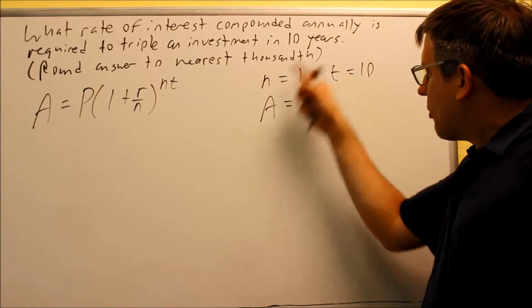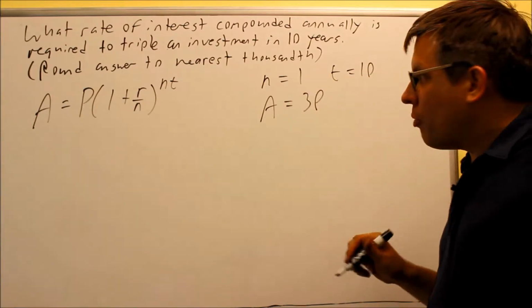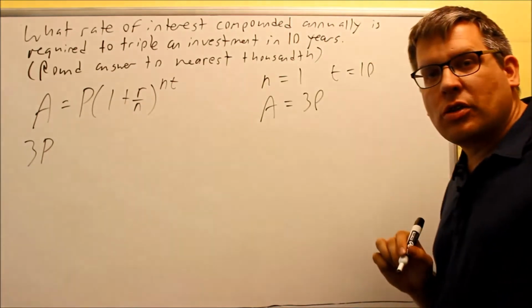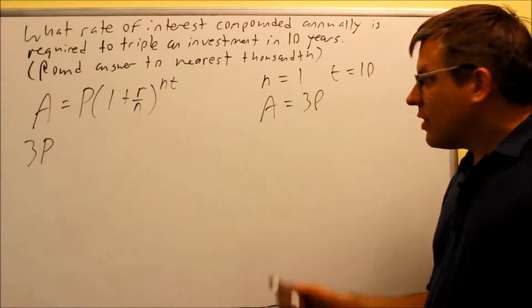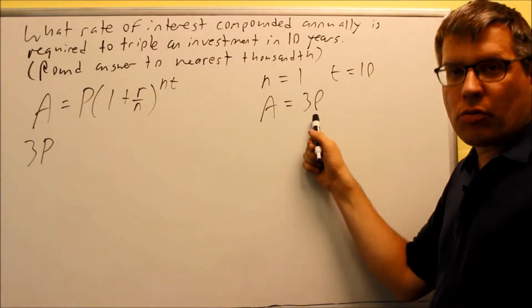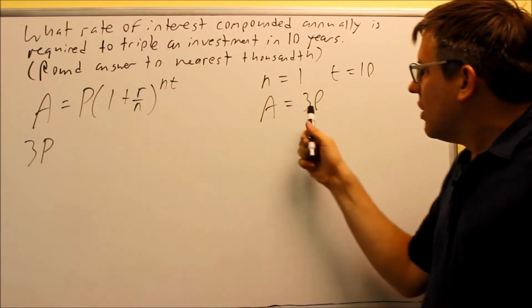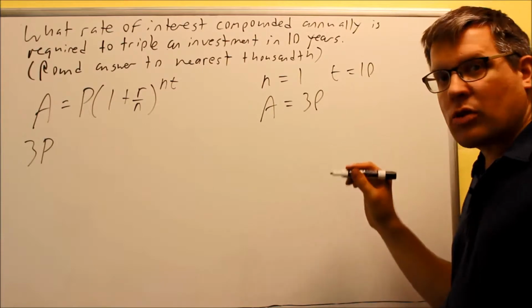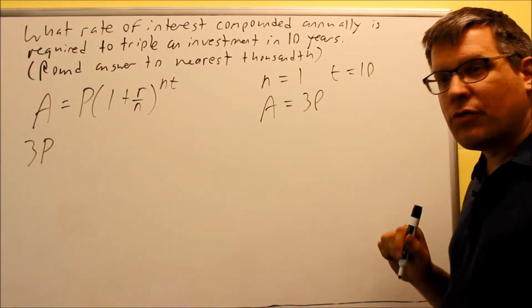So by knowing this, I'm going to put this information in the formula. I have 3P, so again that's triple. Now keep in mind too, if it says the word double, then I would have a 2P here instead of a 3P. But this one's got the word triple, so triple means you're tripling your initial investment. Your initial investment we're calling P. That's where we get the 3P from.